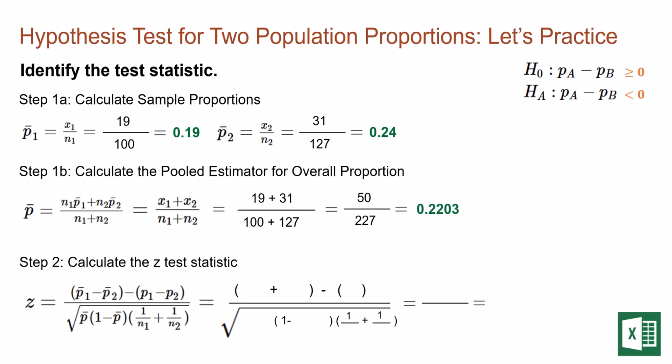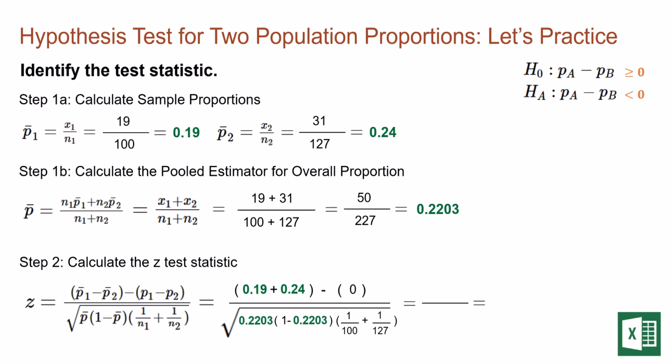Okay. Now we have everything we need to calculate the z-test statistic. We're going to plug in the sample proportions from step 1A for P bar 1 and P bar 2. We always use that the difference in the population proportions is 0. Now we can plug in 0.2203 for P bar in both spots, and 100 for N sub 1 and 127 for N sub 2 in the denominator here.